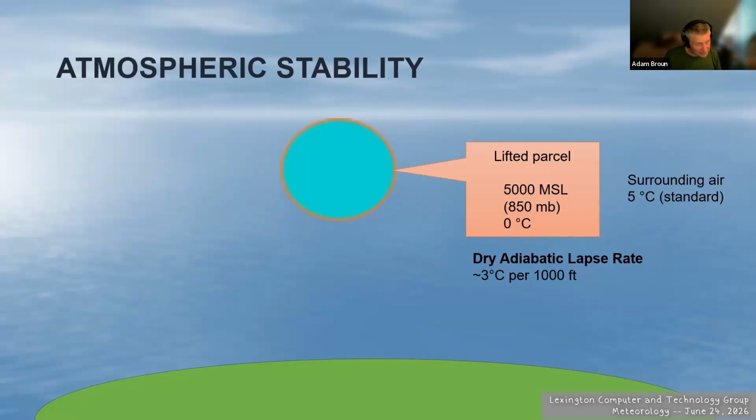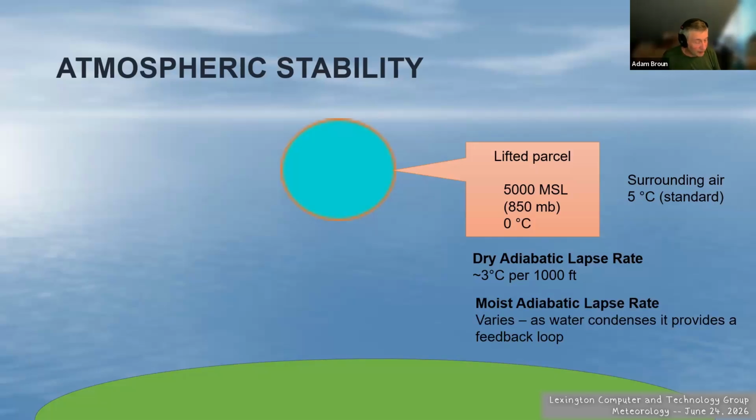So on a theoretical average day, if I do this to a parcel of air, it's going to find itself colder than the air around it. Remember, at 5,000 feet, on an average day, it's typically 5 degrees Celsius. But my poor parcel of air that I've shoved up in the air is going to be at 0 degrees. So it's going to be colder than the air around it, which means it's going to want to sink. And that's the definition of a stable atmosphere. If I disturb it, take a parcel of air and lift it up, that parcel is going to want to drop back down again. It wants to return to its original position, which is the definition of stability.